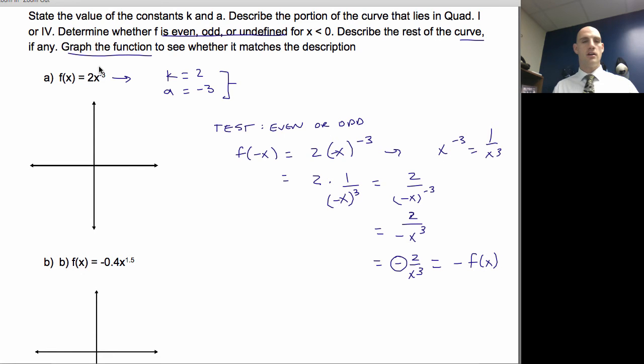Because what happened up here, if I would have rewritten this one, this would be 2 over x cubed. And so when I compare this one and my new one, it's negative f of x, which means that this is odd. This is an odd function. If I graph it, so describe the portion of the curve that lies in quadrant 1 or 4, determine whether f is even, odd, or undefined, describe the rest of the curve.